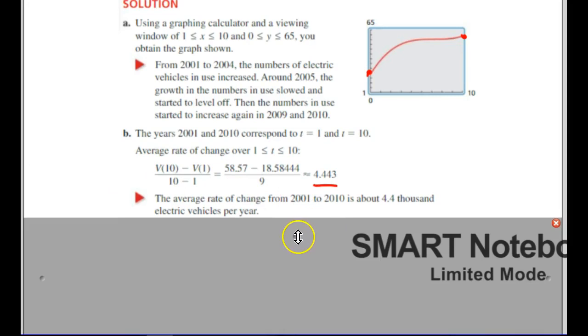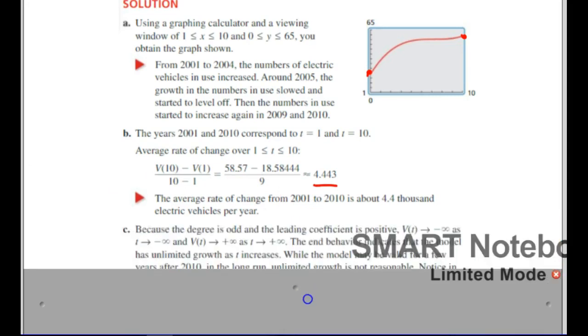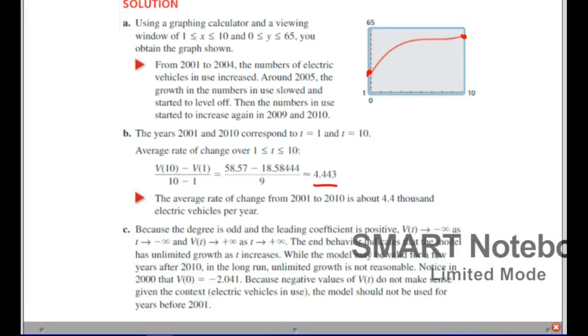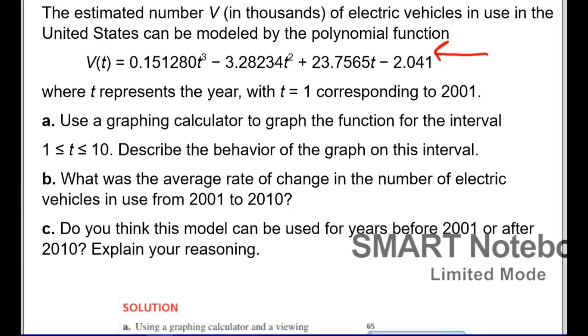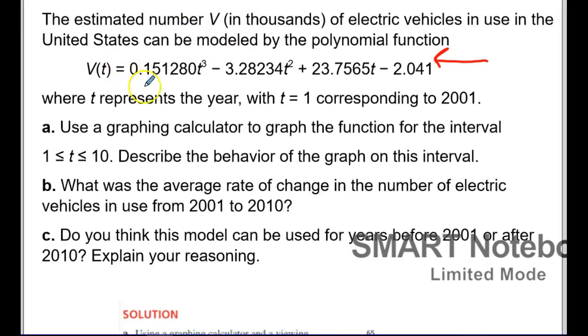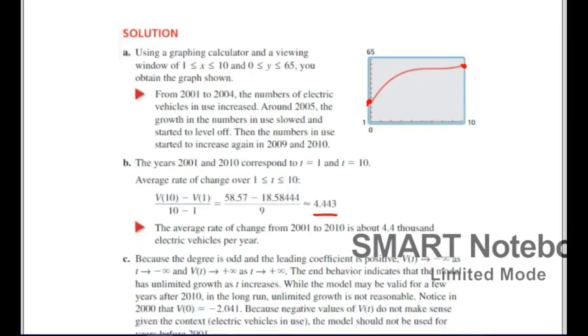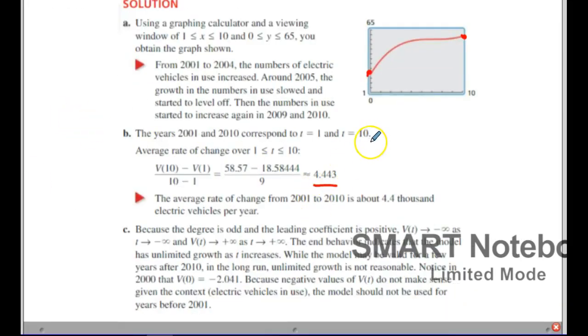And then for part C, I want to talk about whether I can use this model continuing forward. Well, I kind of can. Since my degree is odd, and we can see up here the degree was odd, and the leading coefficient is positive, that means my end behavior as I go further and further to the right will continue to go towards infinity. So I could have unlimited growth. As t continues to increase, I could have this crazy unlimited growth.